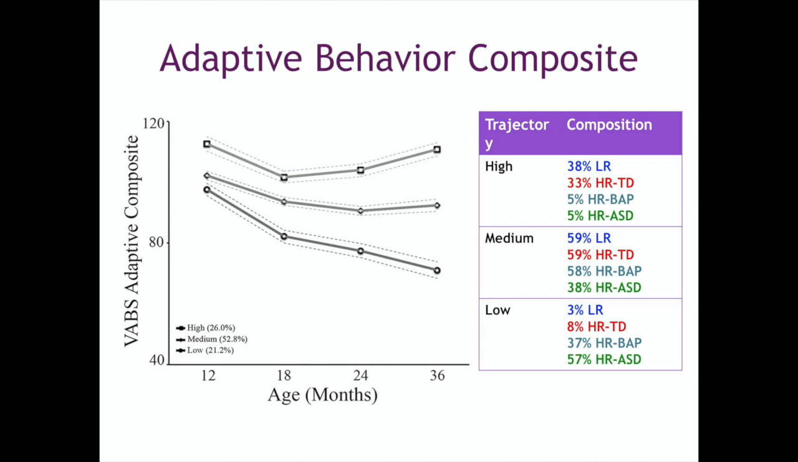So it's a good way to look at not just what the group is doing, but where kids in each group fall within it. Just because someone has autism doesn't mean that they can't be in the high trajectory, and that's a good way to look at this.